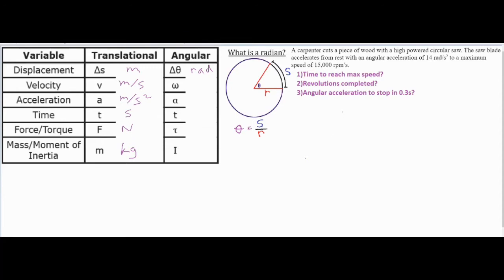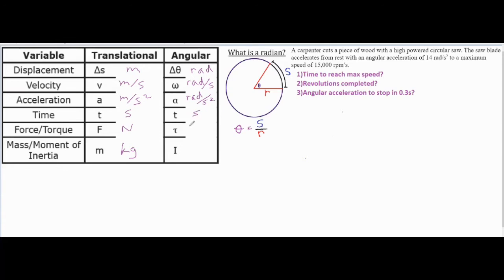We have omega, which is how many radians you're rotating through per second. We have alpha, which is the amount the radians per second is changing per second. So that's radians per second squared. Time is still in seconds.